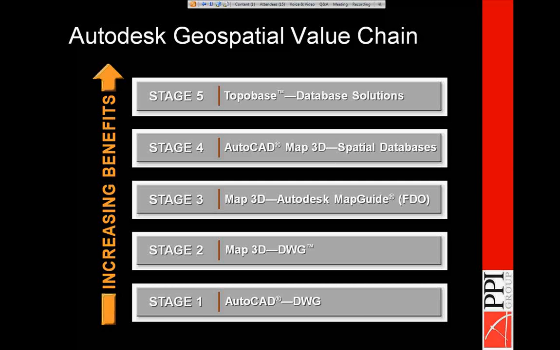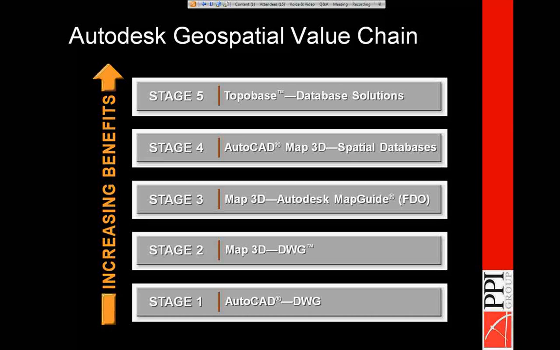In this webcast we're going to focus mostly on taking data that has been created, whether it be in DWG, SDF, or shapefile, taking some file-based data and moving that into a spatial database, in this case Oracle. Stage 5, you'll notice, is topobase, where Autodesk has taken the idea of the enterprise solution, the Oracle database, and built functionality on top of that in the form of topobase modules that you can then customize to fit your needs.